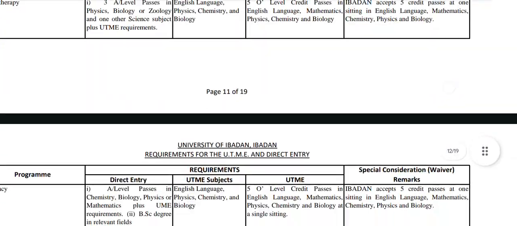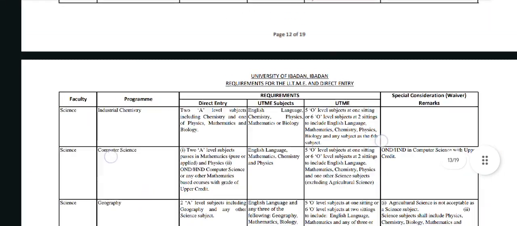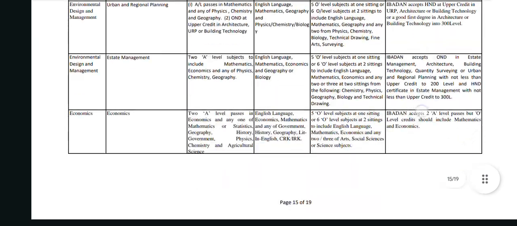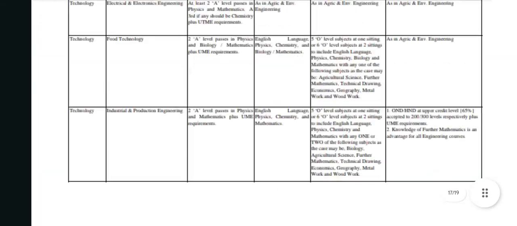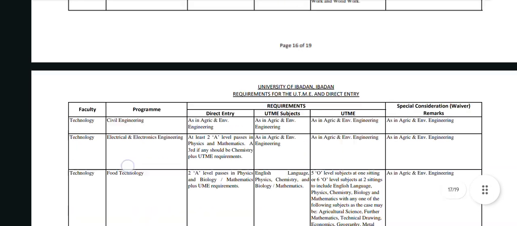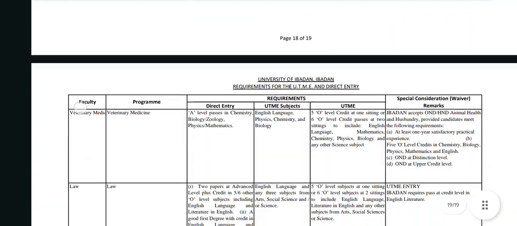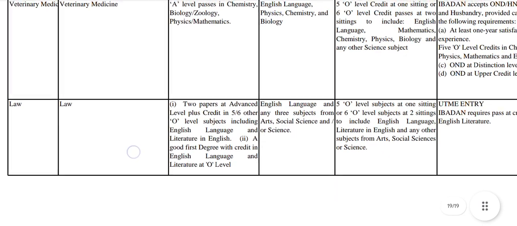Okay, let's go to law for the last time. Let's go to law. Okay, engineering people as well, check your requirements. First medicine as well. Make sure you take care of the requirements.